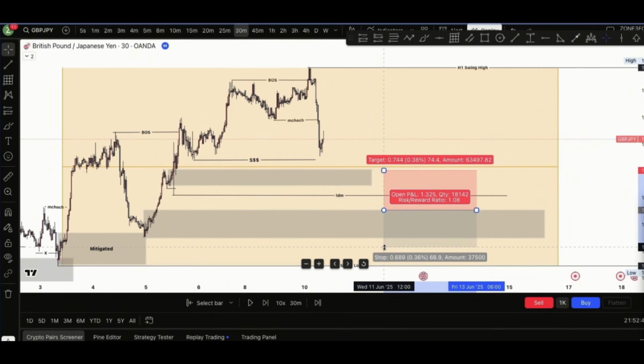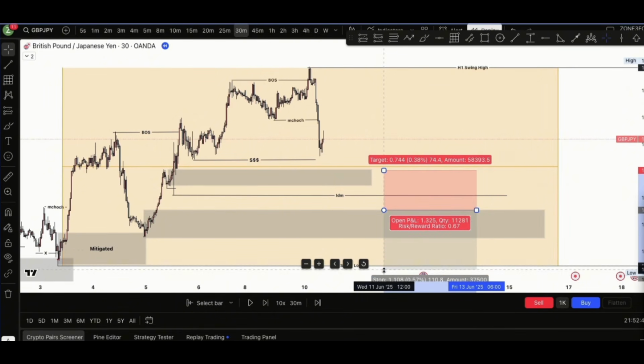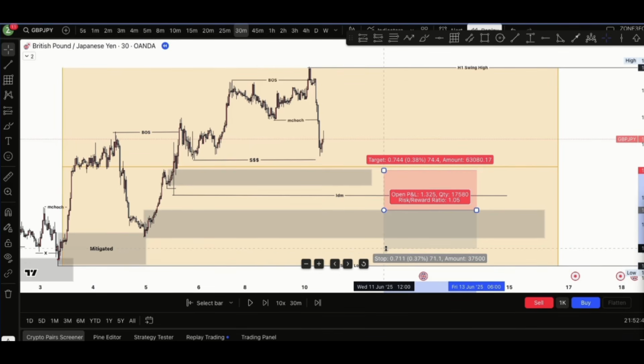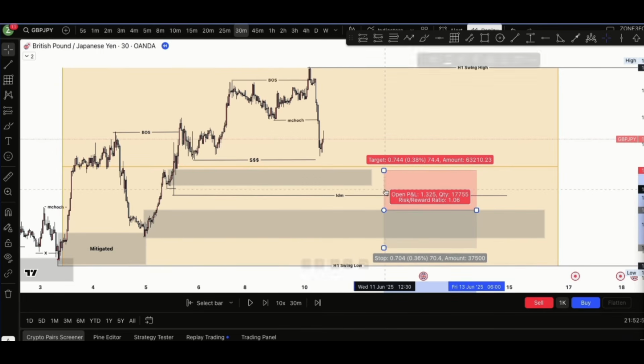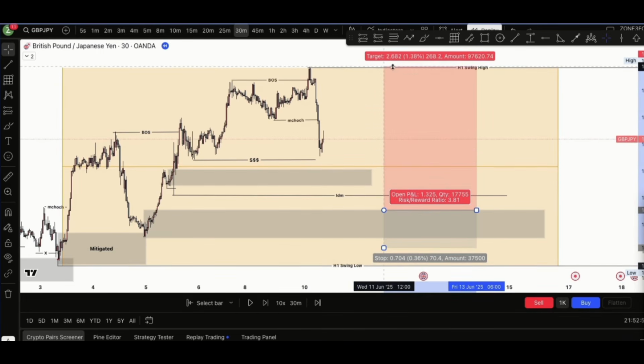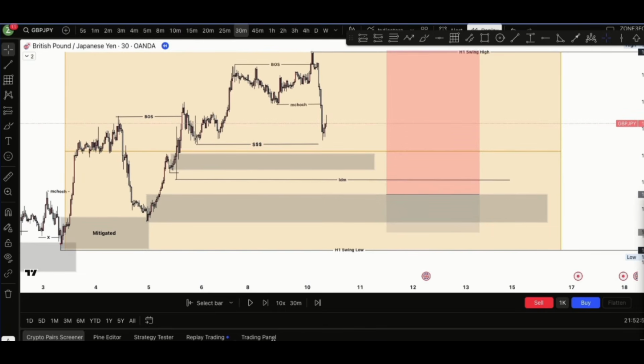I will likely set up, even if I want to be safe, I can still bring my SL below the swing low. But in this case, I know since this place has been mitigated already, I'll just leave it like this and then target the high. You see? So now let's go and see what happened.